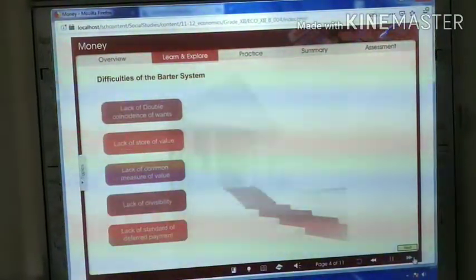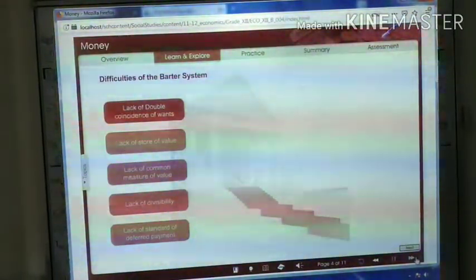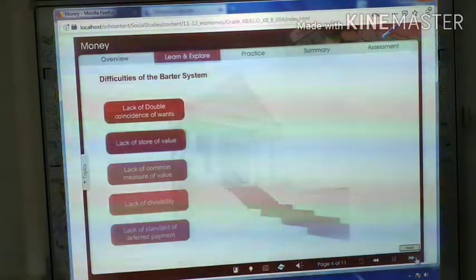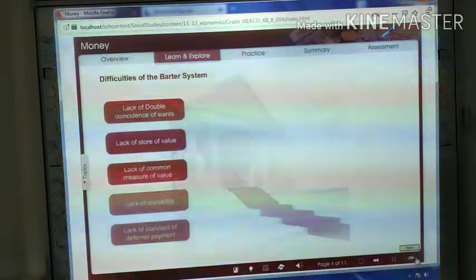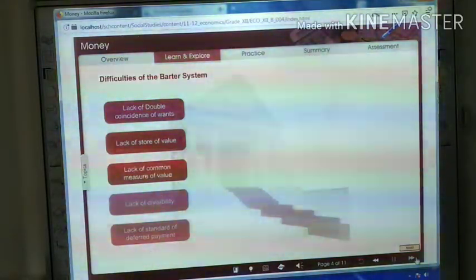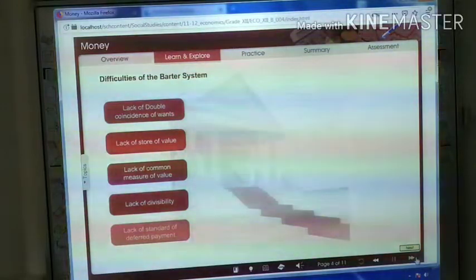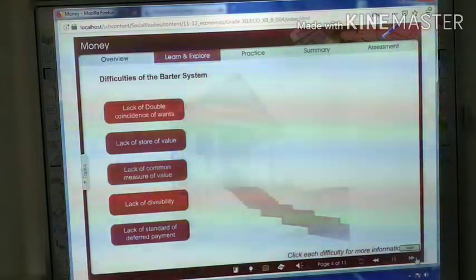The difficulties of the barter system: lack of double coincidence of wants, lack of store of value, lack of common measure of value, lack of divisibility, and lack of standard of deferred payment. Click each difficulty for more information.